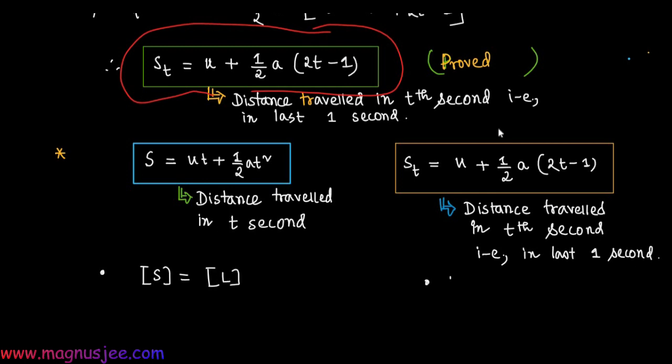The dimension of s is equal to the dimension of L, but on the right hand side the dimension of s t is equal to L T inverse. That means s t will have the dimension same as that of the velocity of the body.